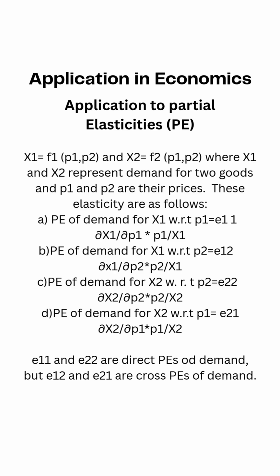Similarly, to find the partial elasticity of demand of x1 with respect to P2, we partially differentiate x1 with respect to P2 and multiply it by the ratio of P2 and x1. Here, the partial elasticity of demand of x1 with respect to P1 is the direct partial elasticity of demand, and the second one, the partial elasticity of demand of x1 with respect to P2, is the cross partial elasticity of demand.